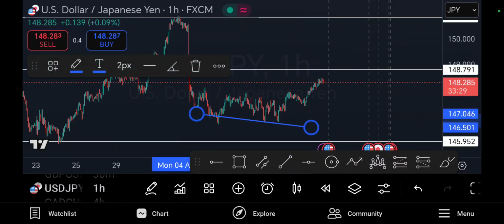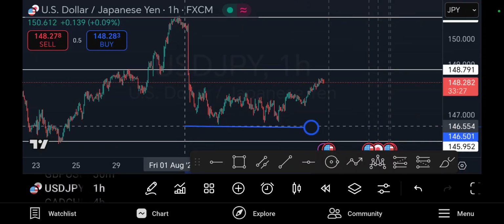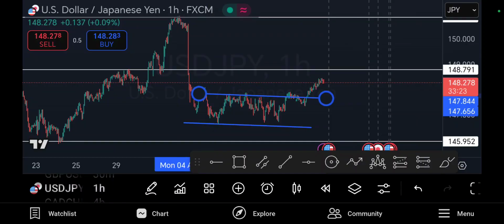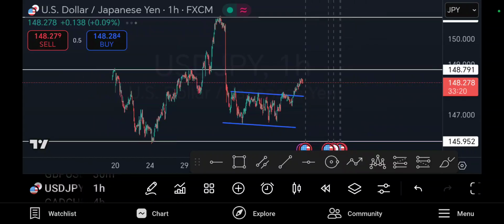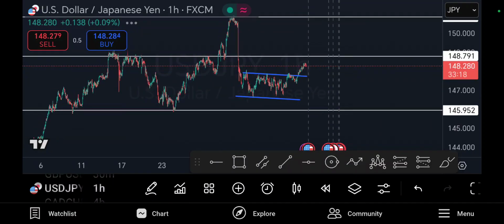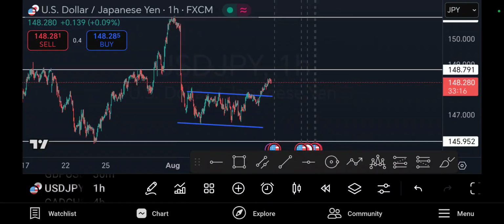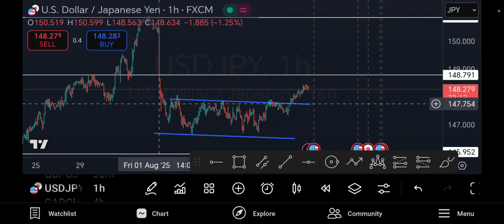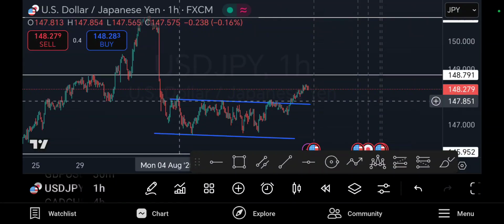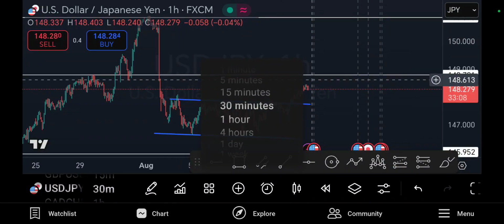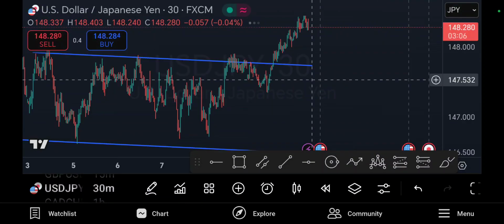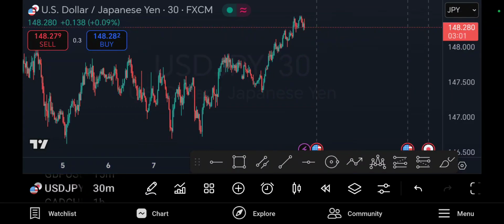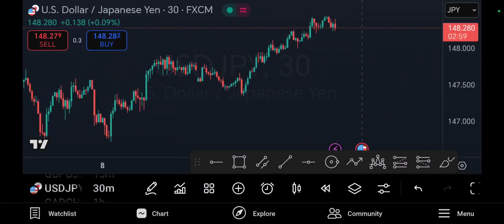Already we have this here. We have this channel here. See, do not sleep on that channel. That channel is very, very strong. So that's what we're having on USD JPY, that's what we could expect from where it is now.